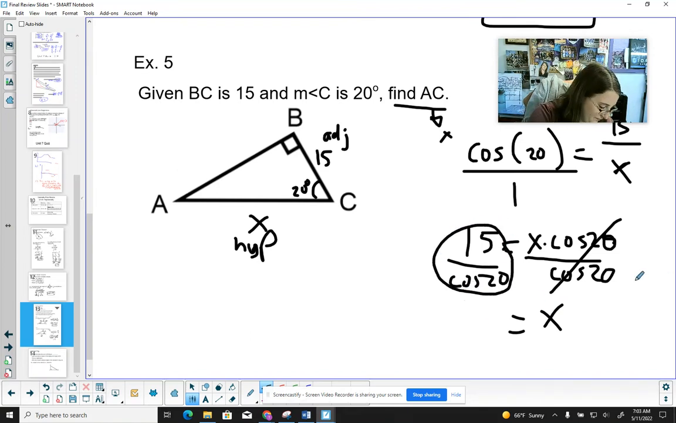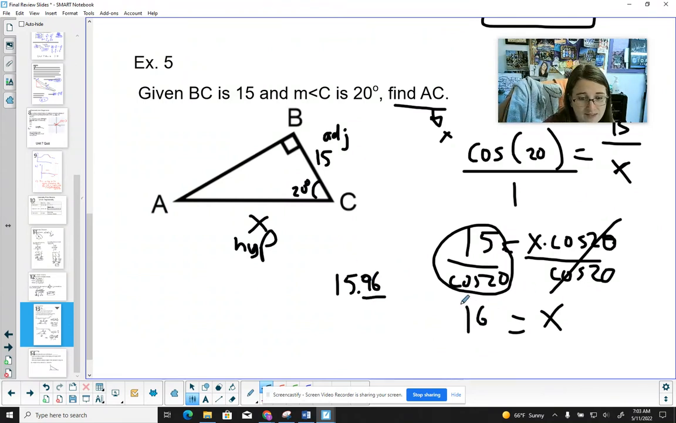So go ahead and do that. Cosine 20. Okay, so you should have gotten 15.96. Remember how this works, guys? We're going to round to one place, but 96 is going to round up to 100. And so that's actually going to cause this to go up to 16.